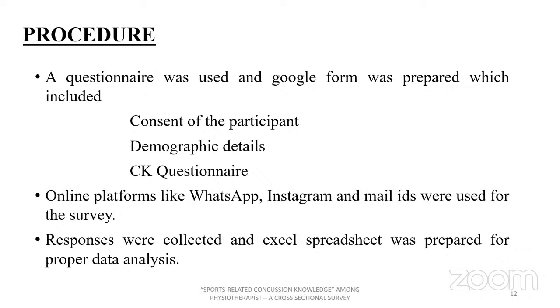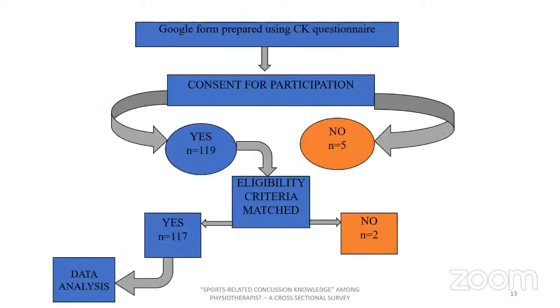Procedure: a questionnaire was used and a Google Form was prepared, which included consent of the participant, demographic details, and the concussion knowledge questionnaire. Online platforms like WhatsApp, Instagram, and mail IDs were used for the survey. Responses were collected and an Excel spreadsheet was prepared for proper data analysis.